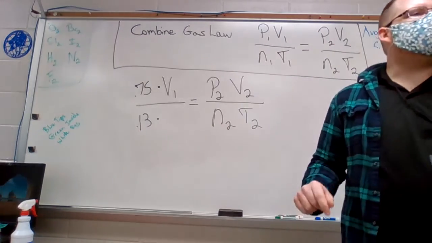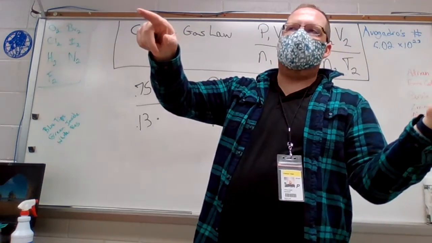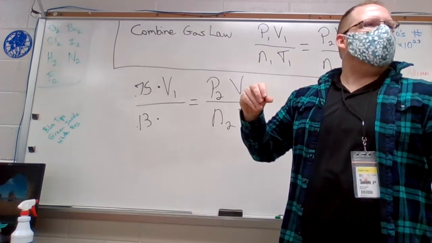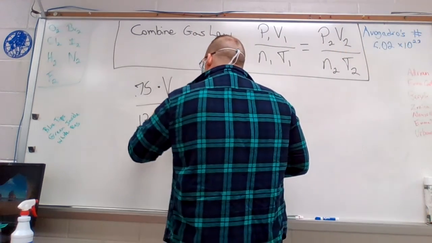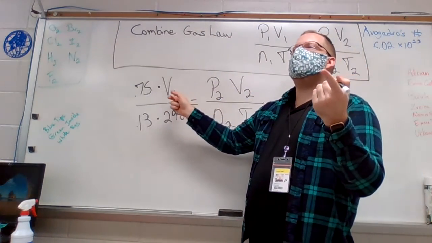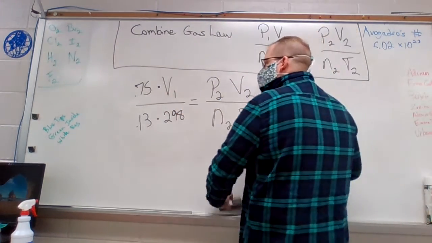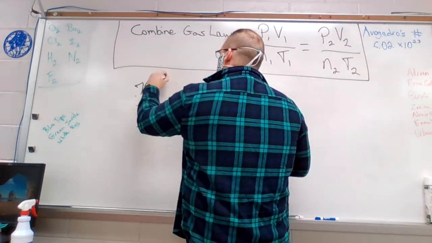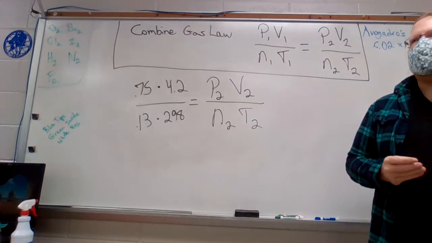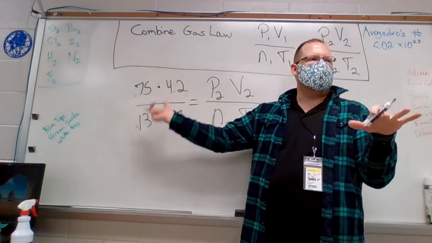Yeah, I got to add the 273 because I can't use Celsius. I have to use Kelvin. So 25 plus 273 is 298, right? So 298 is my temperature here. And then they give me my volume, 4.2 liters. That's going to be my first volume, 4.2. So already we're only halfway there, and you can see there's a lot of numbers to keep track of.